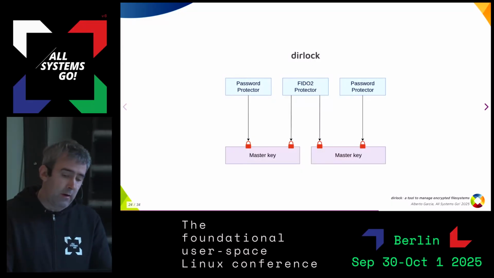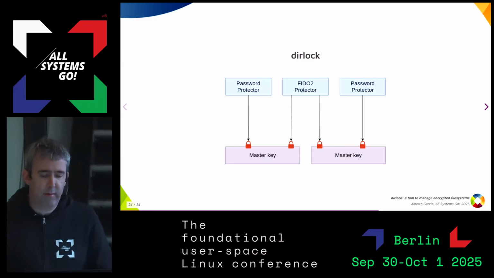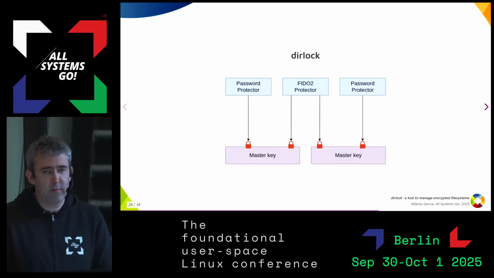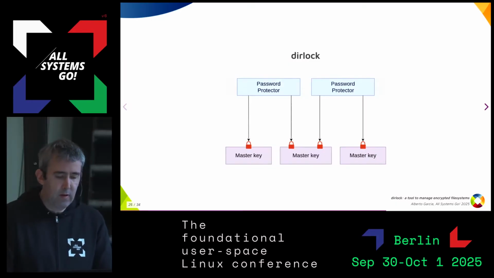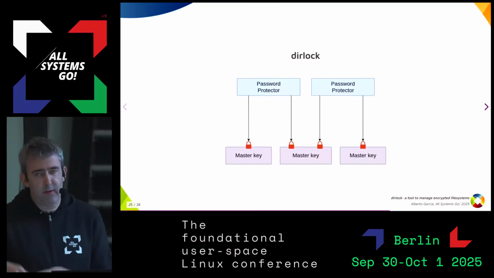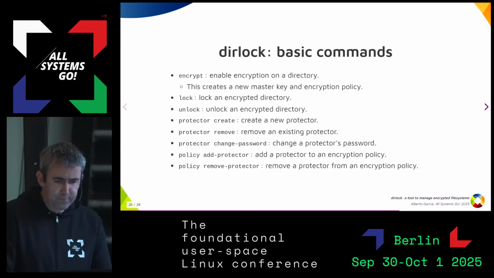In fscrypt, in Dirlock, we don't have one master key. We have one master key per directory, so we can have a bit more sophisticated scenarios, like, for example, two user accounts protected with two independent passwords, and then there's an additional protector that can unlock both of them, or two user accounts encrypted with two different passwords, and then there's a third shared directory that both users can unlock without having to share the password with the other user. These kinds of things are possible.